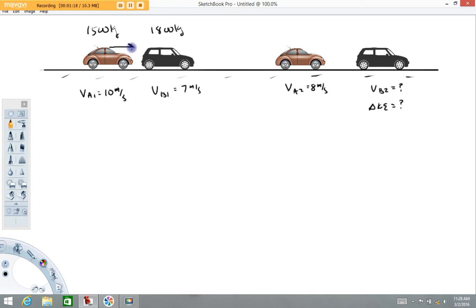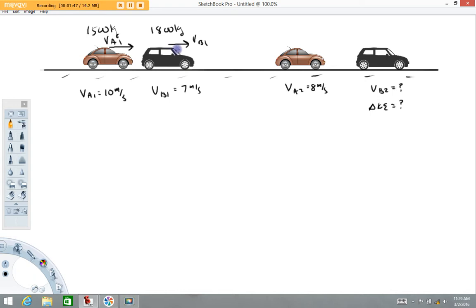Car A is moving to the right, so it's got a velocity vector that I would call VA1. In this example, that'd be 10 meters per second. Car B is also moving to the right, so I'm going to give it a velocity vector. Call that VB1. In this example, VB1 would be 7 meters per second. So when you're analyzing an impact, first thing you do is draw a picture of the system before the impact, put velocity vectors in.